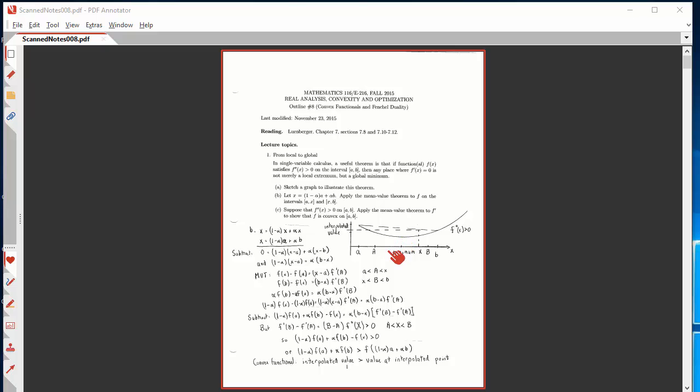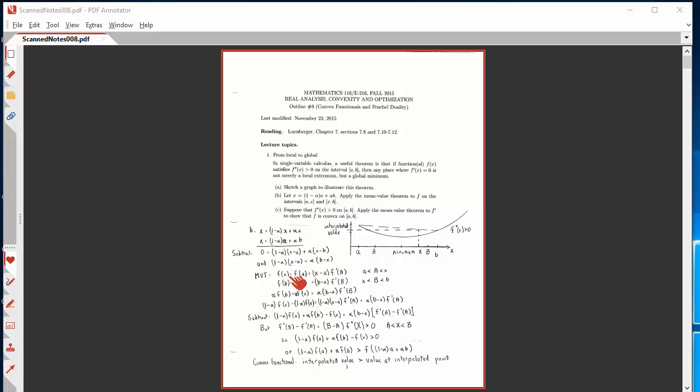The way I'm going to do this is to pick two endpoints, a and b, and interpolate between them. x equals 1 minus alpha times a plus alpha times b. And this x has an alpha of roughly 0.8. It's substantially closer to b than to a. Now let me apply the mean value theorem to this nice differentiable function on the interval from a to x and on the interval from x to b.